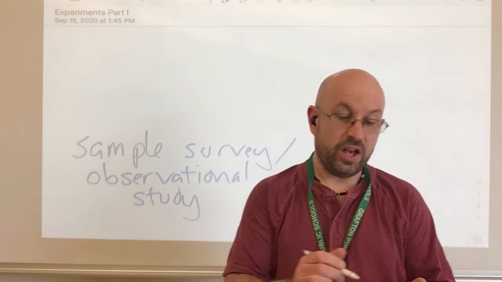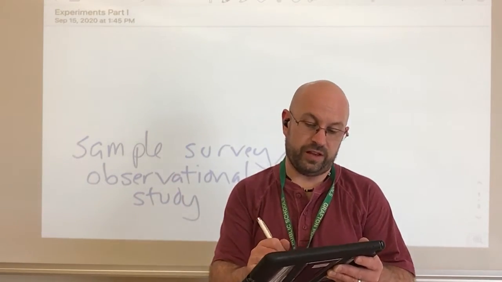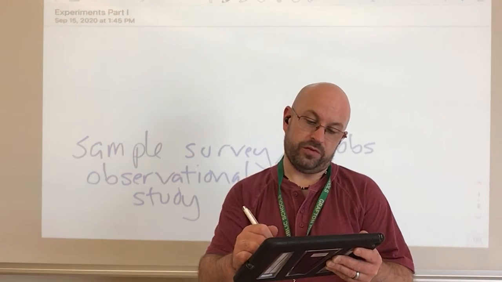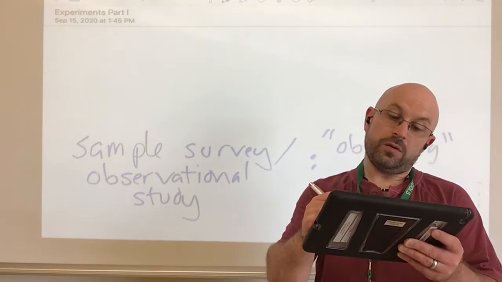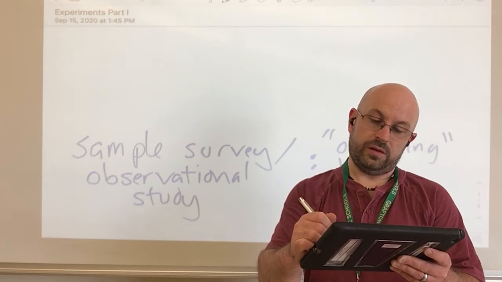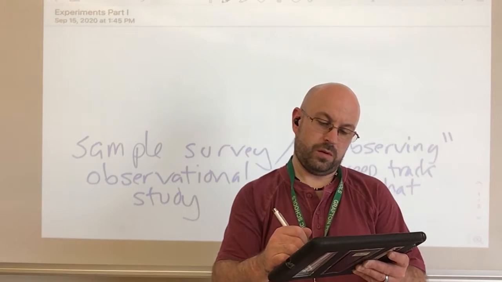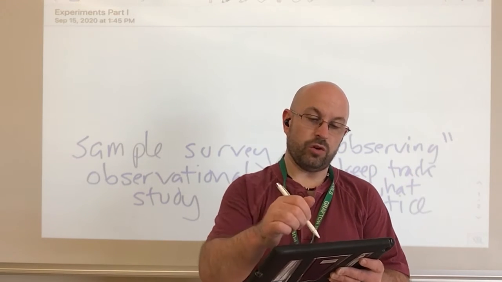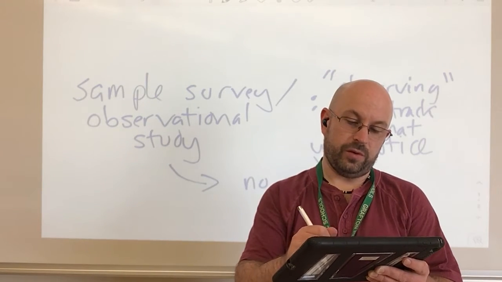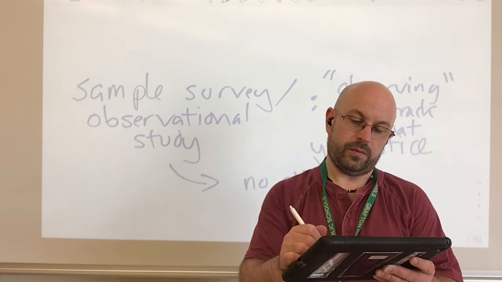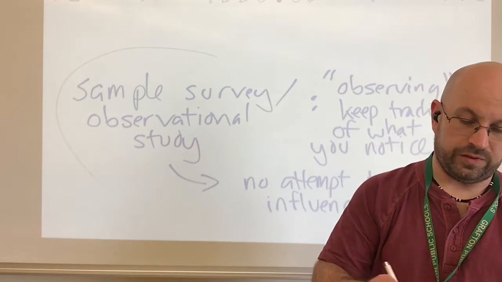What you're doing is you're observing. You're seeing stuff happen and you're taking down what you notice. You're not influencing anything. You keep track of what you notice, and you don't influence anything necessarily. No attempt to influence, at least if you're doing it well. We talked about that. So you're not really attempting to influence anything here.